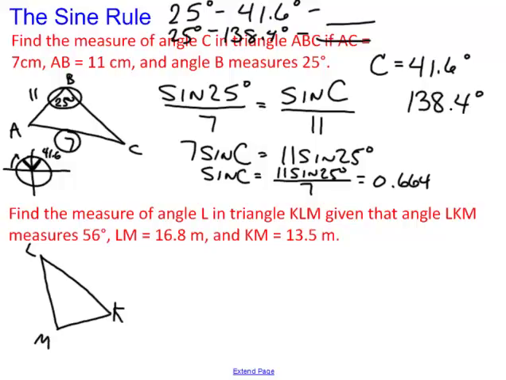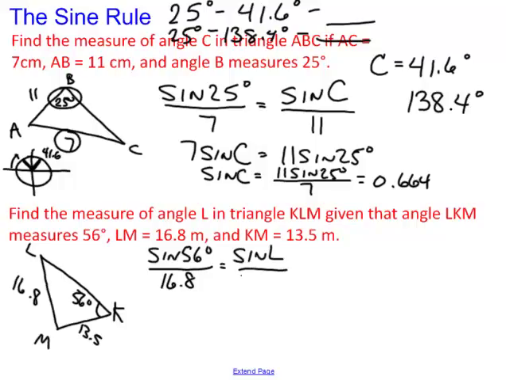Now, in this last example, we look at another triangle, triangle KLM. In triangle KLM, angle LKM, that's this angle right here, measures 56 degrees. Side LM is 16.8, and side KM is 13.5. So when we set up our law of sines, or the sine rule, we get the sine of 56 over 16.8 equals the sine of L over 13.5.